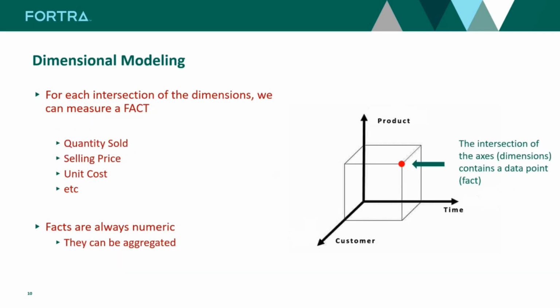The intersection of the axes of the cube can represent the sale of a specific product to a customer at a point in time. At each point, we can record one or more facts, such as the quantity sold, the selling price, and the cost. Facts are always numeric, and as such, they can be aggregated.